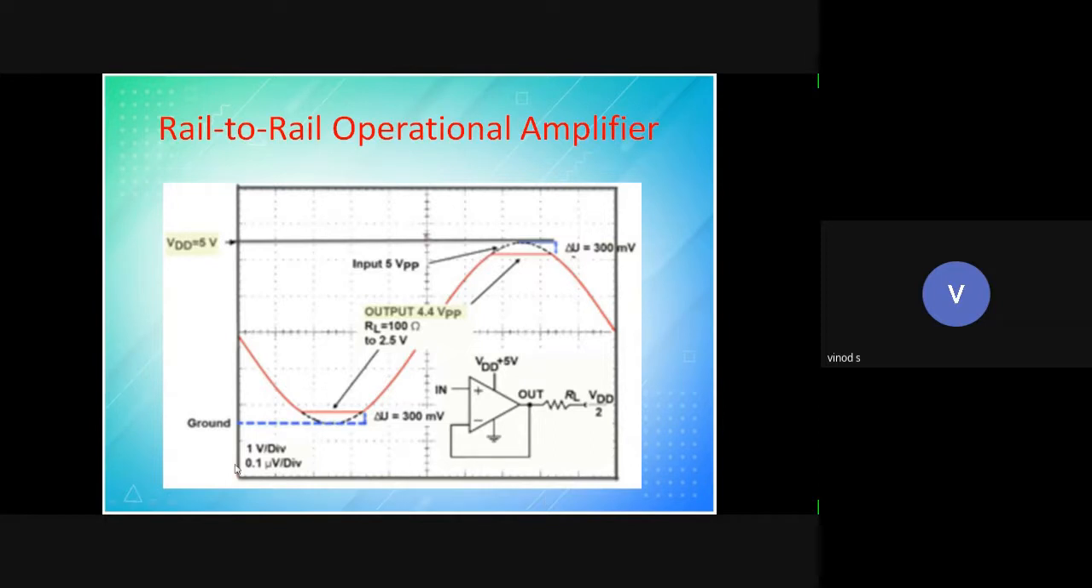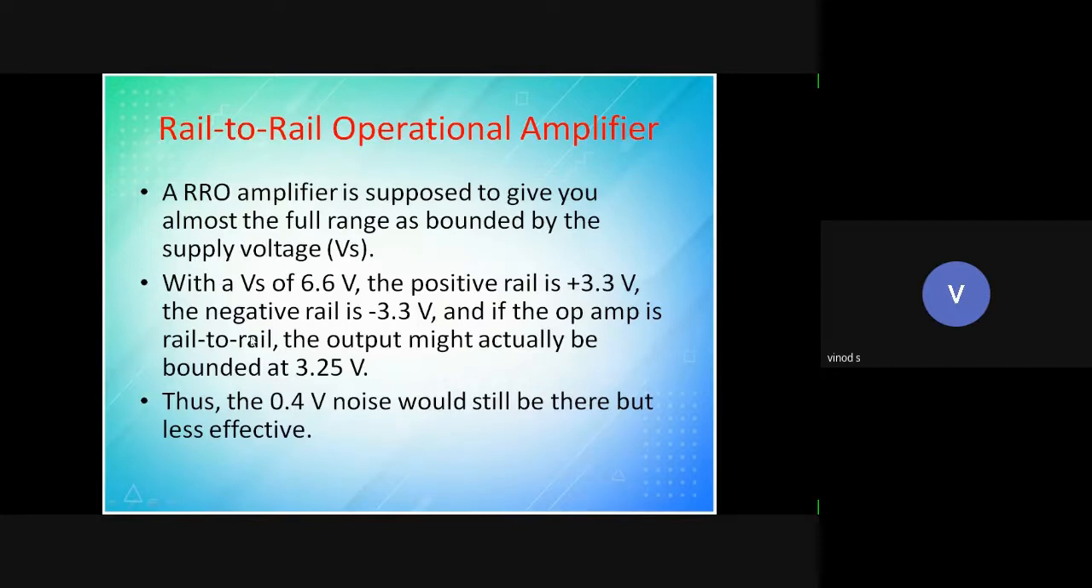So that is what they say. Output is 4.44, which is 2.2, 2.2. Okay, so a rail to rail operational amplifier is called RRO. The amplifier is supposed to give almost the full range as bounded by the supply voltage. With Vs of 6.6 volt, positive will be 3.3 and negative will be minus 3.3.